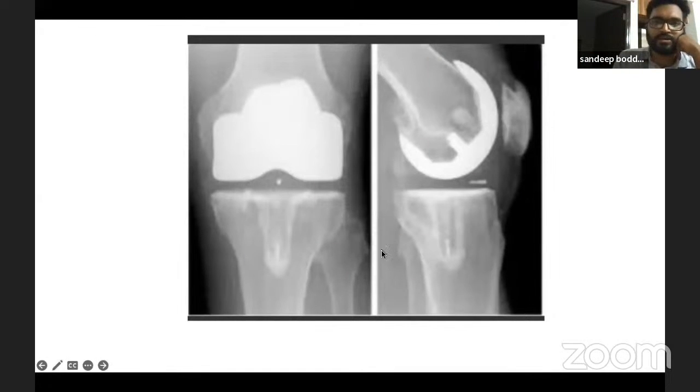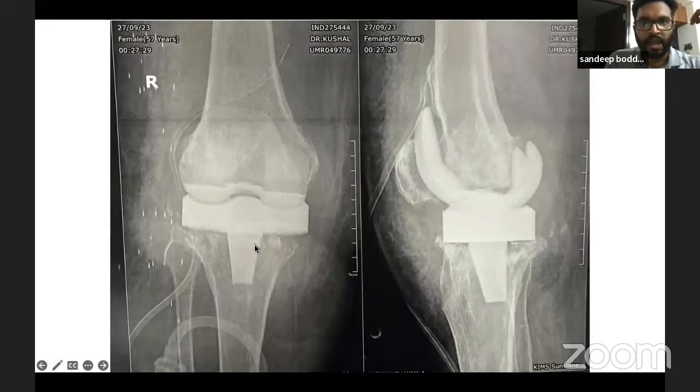And here, this is an all poly x-ray. You cannot see any tibial component. Whenever you're not seeing a tibial component, it is an all poly implant. Initially, in the starting days of my post-graduation, I saw this x-ray in a conference. I thought it was a new, different kind of TKR implant.